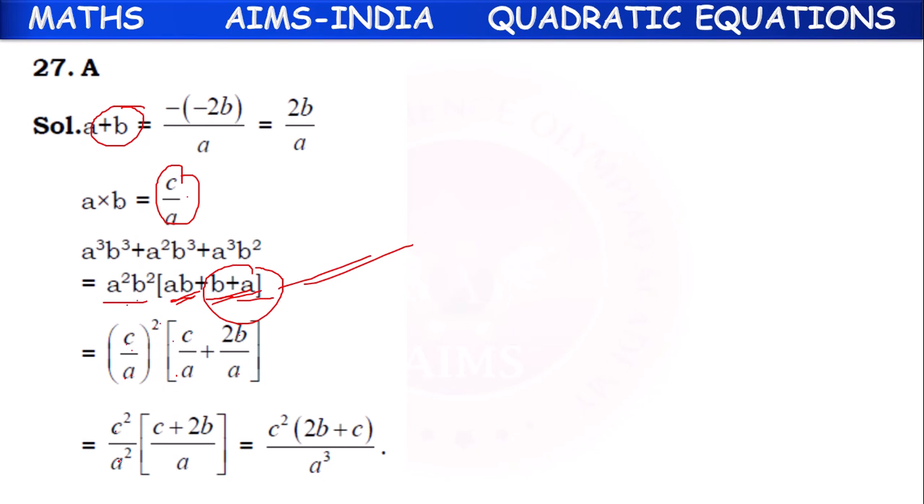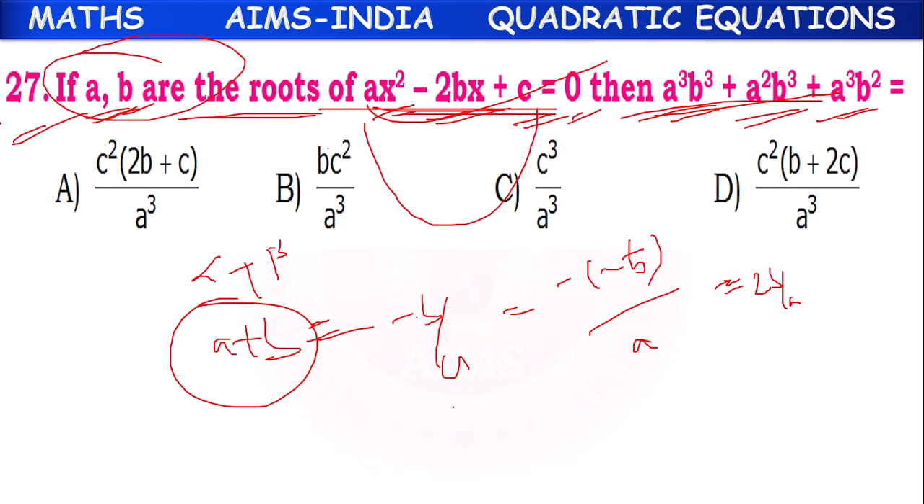So c square by a square into c by a plus 2b by a. LCM is a. So c plus 2b by a will come. So a square into a, denominator will become a cube. So c square into 2b plus c by a cube is the answer. So option A is correct.